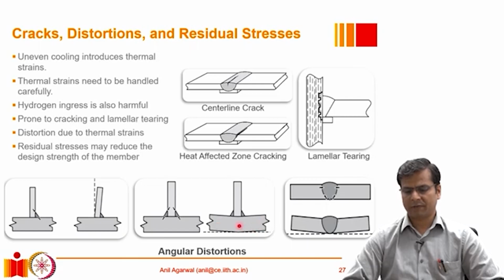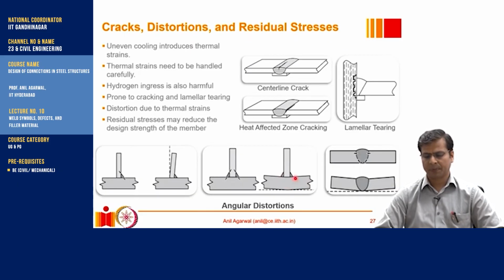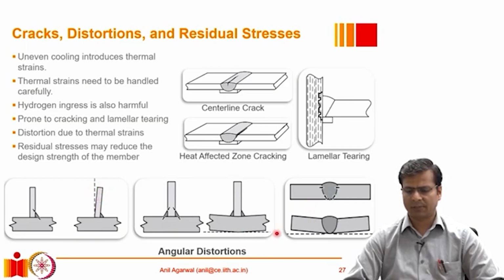This kind of distortion, if it's a simple connection, can be tolerated, even though there are stresses because of this. But if it's a complicated structure, this kind of distortion can affect the fit at other locations and will introduce more and more stresses subsequently. Here are several examples. In this case, only a one-sided weld is provided, and as a result, you can see some angular distortion appearing here. All of these examples are angular distortions. There are other types of distortions also that you can read about in the textbook.